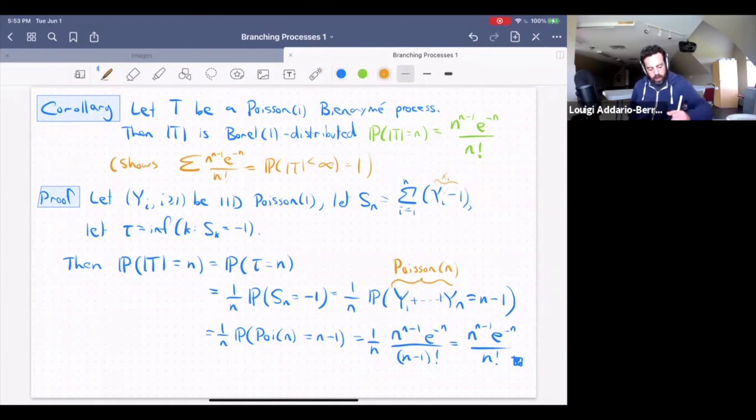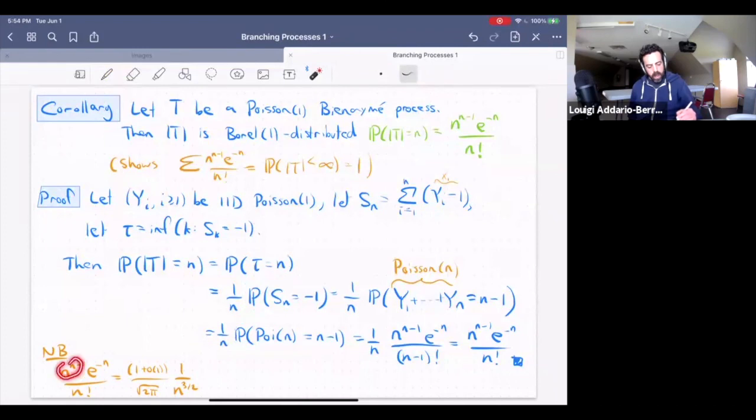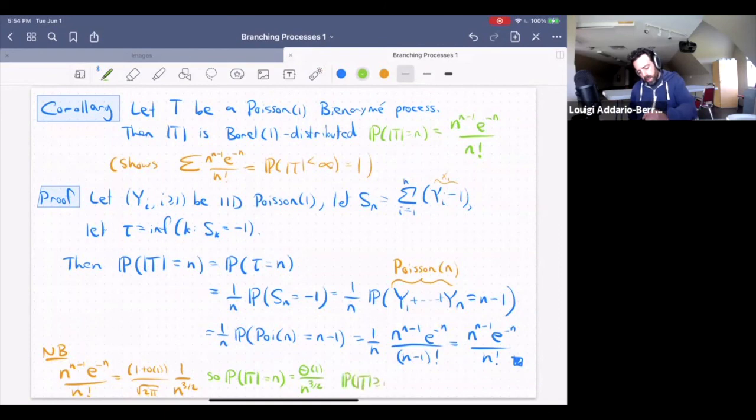Just to mention some asymptotics that follow from this. If we look at n to the n minus 1, e to the minus n over n factorial, then Stirling's formula tells us that's 1 plus little o of 1, over root 2 pi, times 1 over n to the 3 halves. If I had an n to the n here, I would have n to the 1 half. That's just Stirling, but I have n to the n minus 1, so I get an extra power of n on the bottom. So the probability that a critical Poisson Galton-Watson tree has size n is of order 1 over n to the 3 halves. And the probability that it has size at least n, summing over m at least n, is of order 1 over n to the half. So this is quite a heavy-tailed random variable, and that will probably come up again when we're studying random graphs as well.